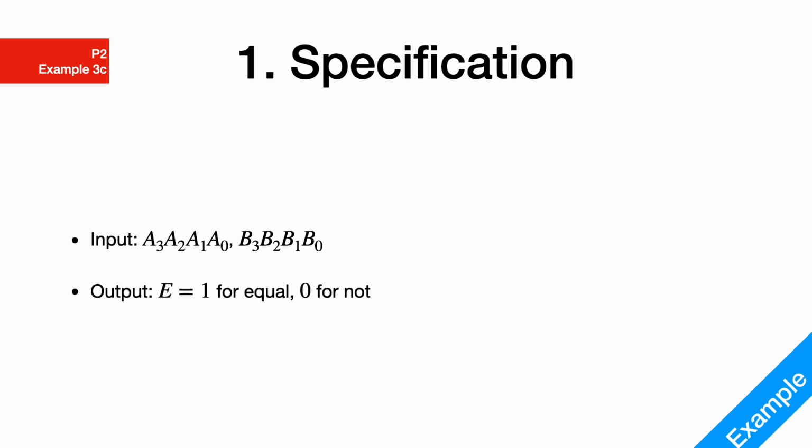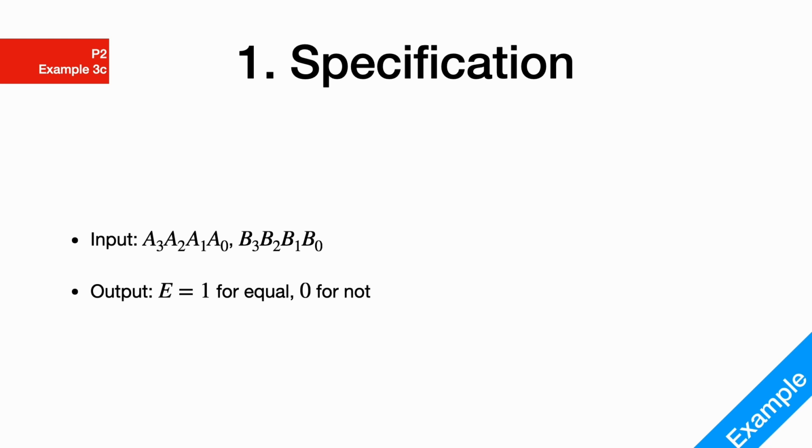Step 1, specification, specifies the input and output. On the input side, we have two 4-bit numbers, A and B. The different digits are denoted using subscripts, so it goes from A sub 3 to A sub 0 and B sub 3 to B sub 0. That is a total of 8 different ports. On the output side, we have only one single bit, E. E equals 1 if A equals B, and E will equal 0 if A does not equal B.